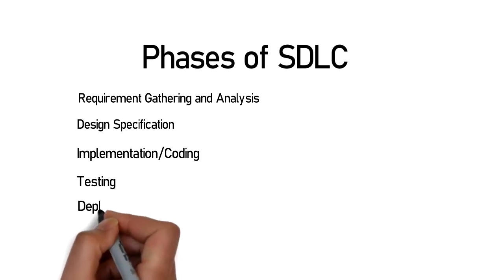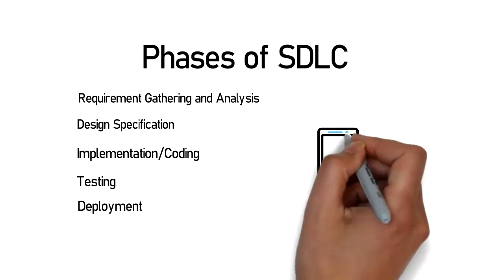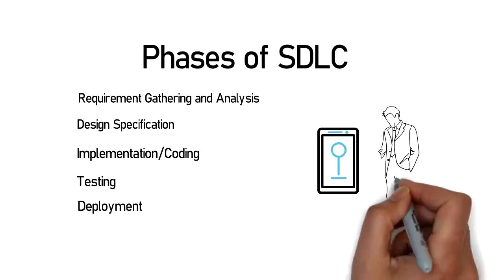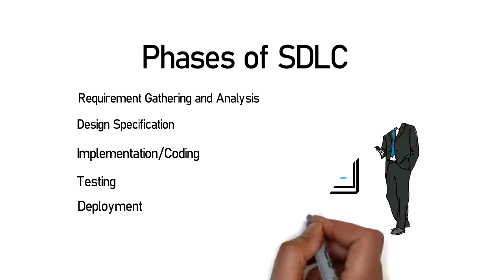The next phase is the deployment phase. After the testing gets completed, the product is handed over to the client. This phase involves making the software product live on the production environment.